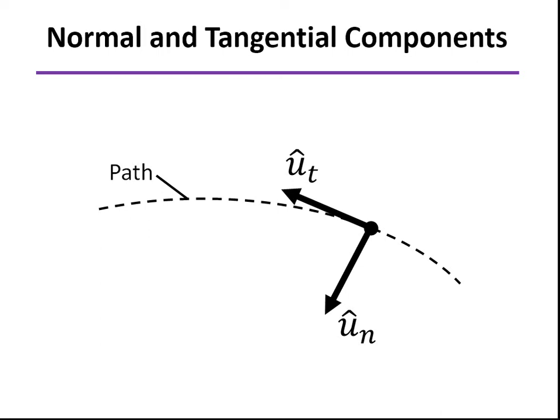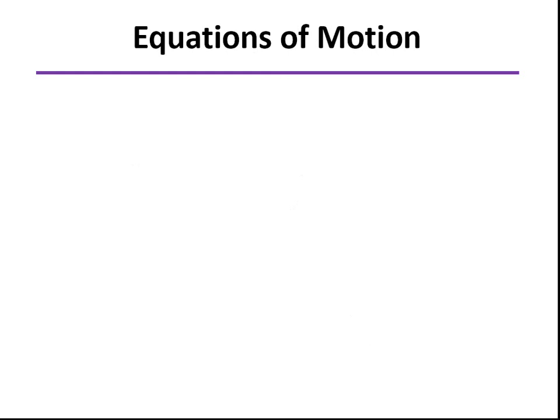The normal direction will be back toward the center of curvature. And so, as we recall, even if a particle is moving at a constant speed, it's still going to have a normal component of acceleration. So our equations of motion in those two directions: in the tangential direction, we sum forces in that direction, set it equal to the mass times the acceleration in that direction, and similarly with the normal direction.